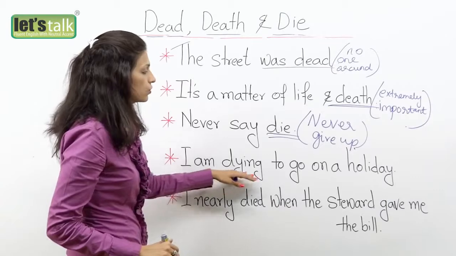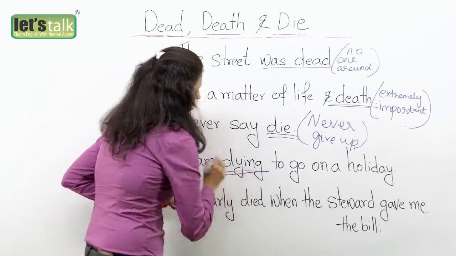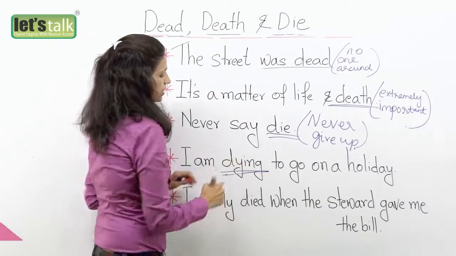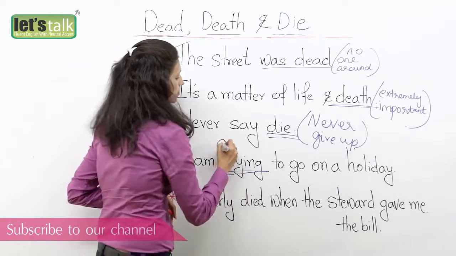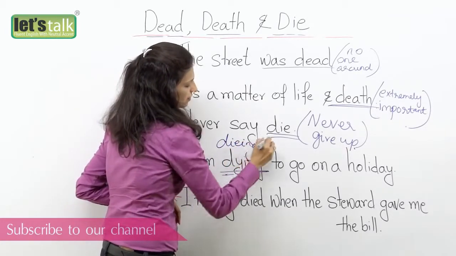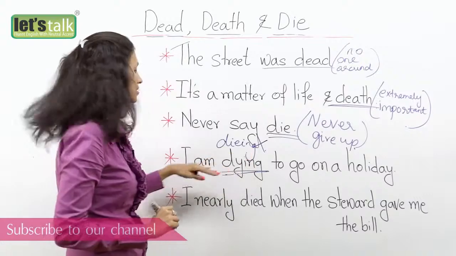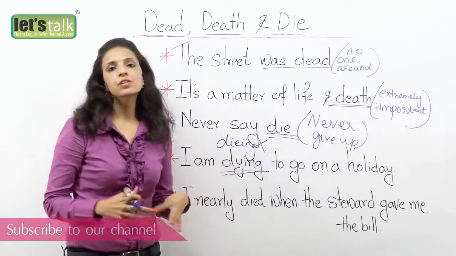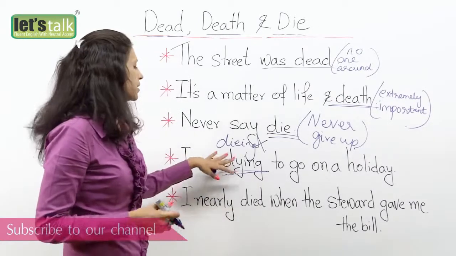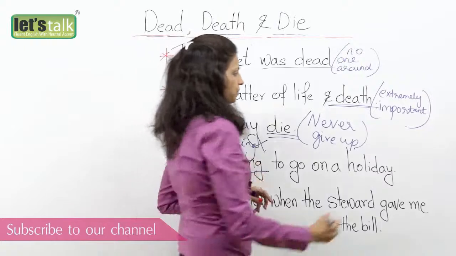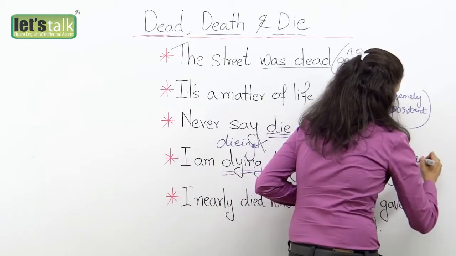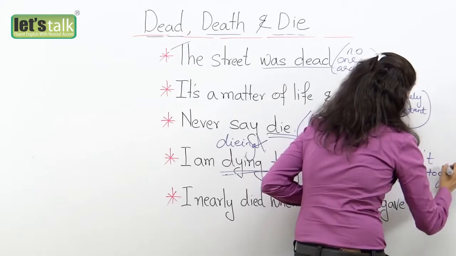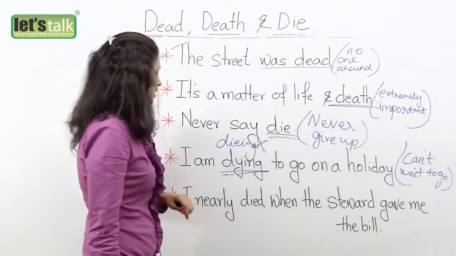I'm dying to go on a holiday. Now I'm putting D-I-E in the continuous form. So the spelling is D-Y-I-N-G. Please do not make the mistake of writing this. This is the incorrect spelling. It's I'm dying, D-Y-I-N-G, to go on a holiday. Now that doesn't mean I'm literally dying and gasping for breath. It only means I'm so excited that I can't wait to go.